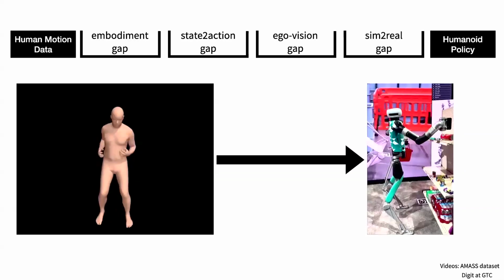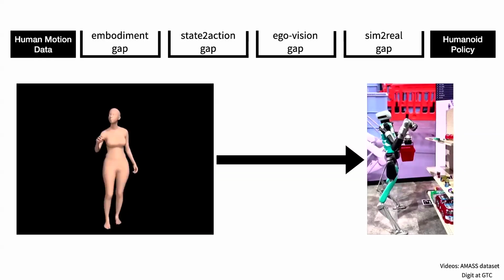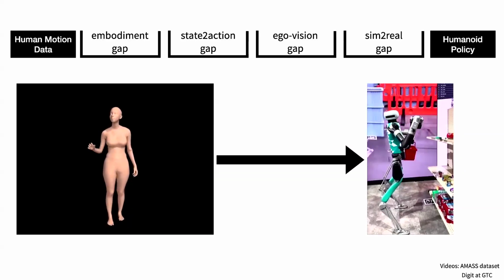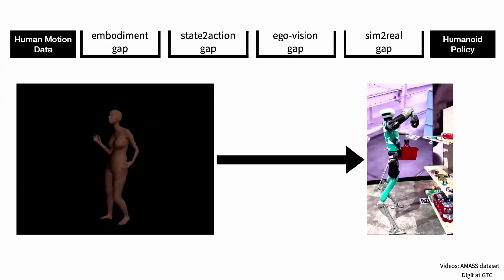Okay, so I'm gonna talk about all the gaps that lead from motion capture data to humanoid policy today, but at a relatively rapid pace. All right, so let's start with the embodiment gap. This is just the retargeting problem.